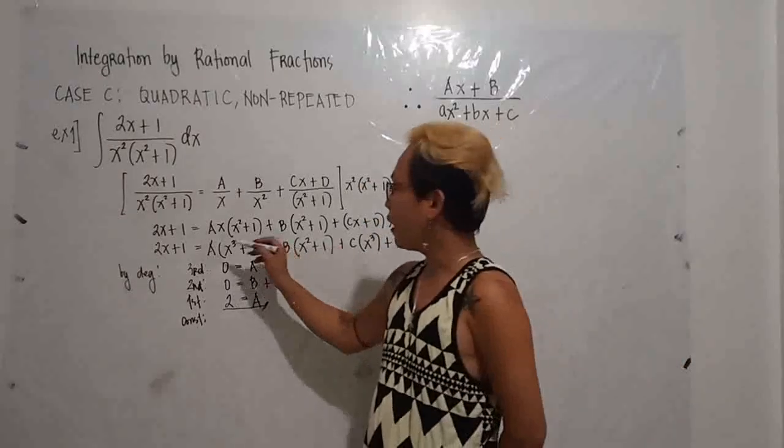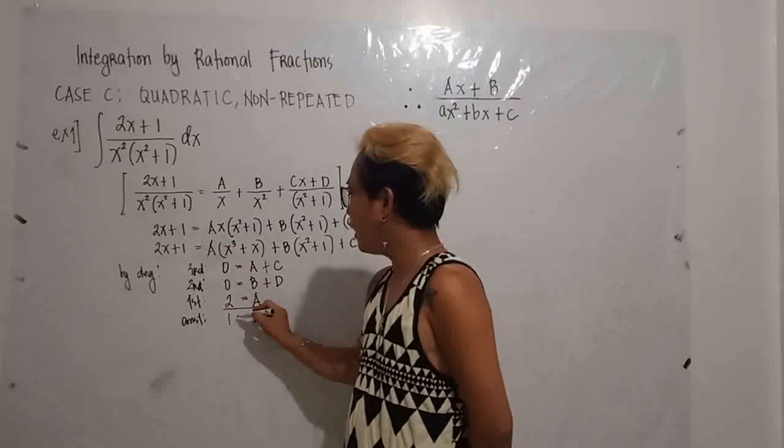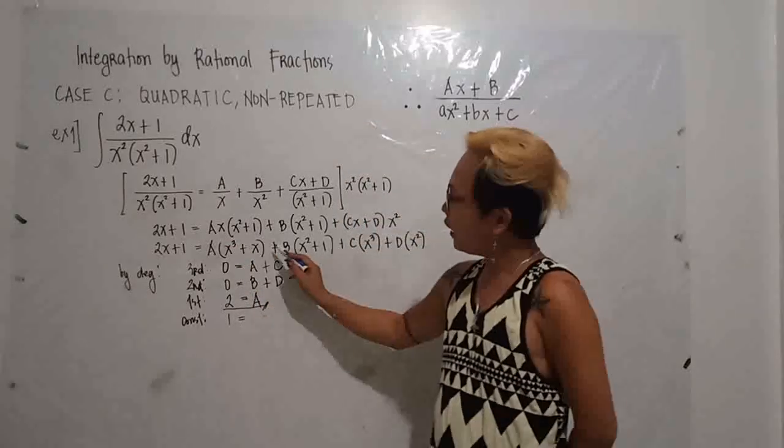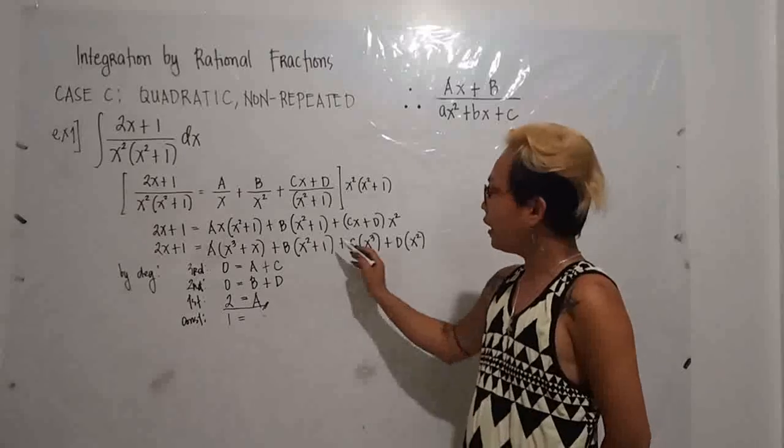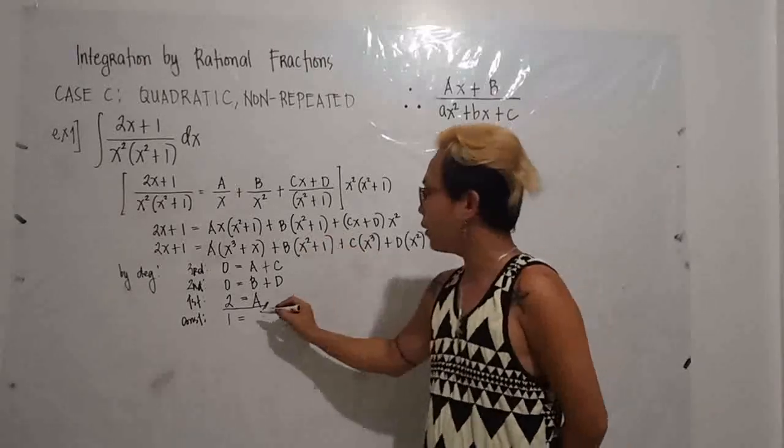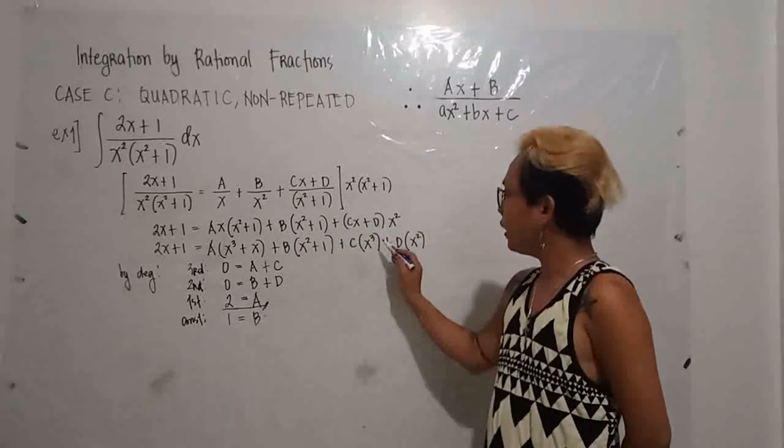Then, for the constant, you will now have 1 on that side. Pagdating kay A, we do not have constant. Pagdating kay B, we have constant, so that is B. Then pagdating kay C, wala.